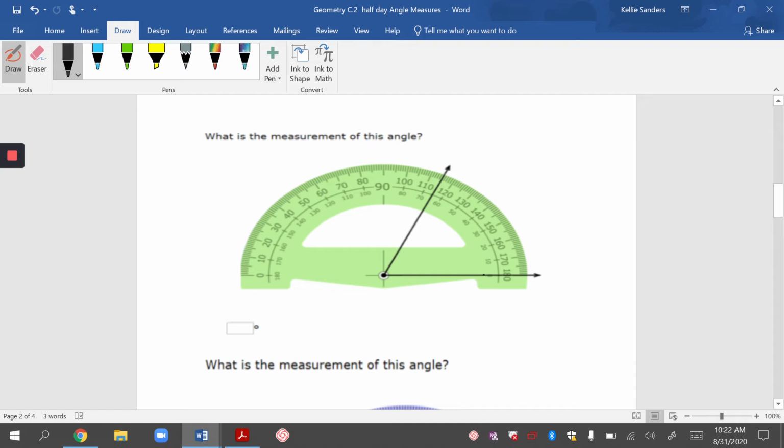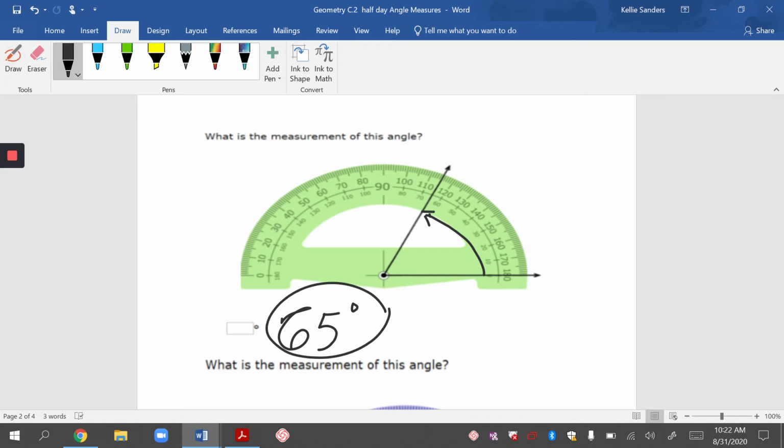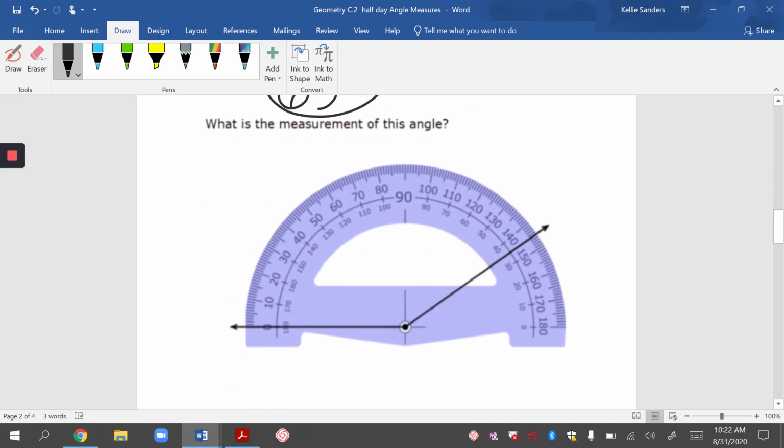Okay, so here's your 0. We're going to use the inside between 60 and 70. 65 degrees. Between 140 and 150, 145 degrees.